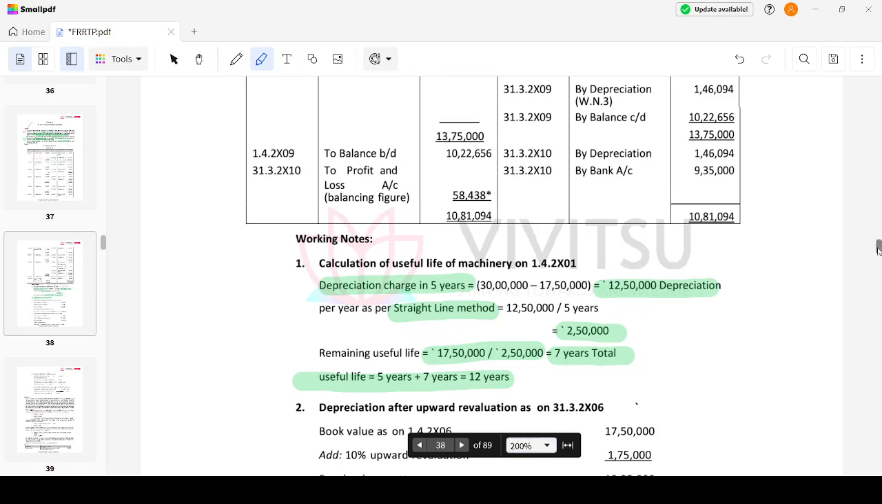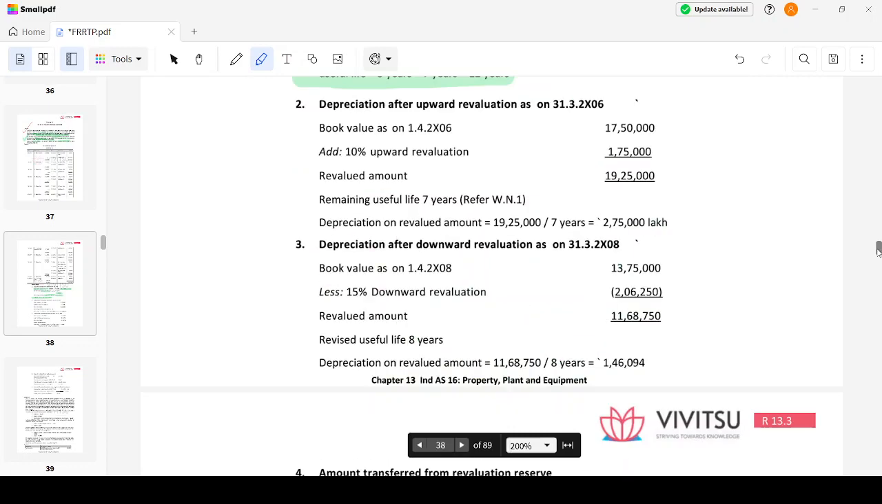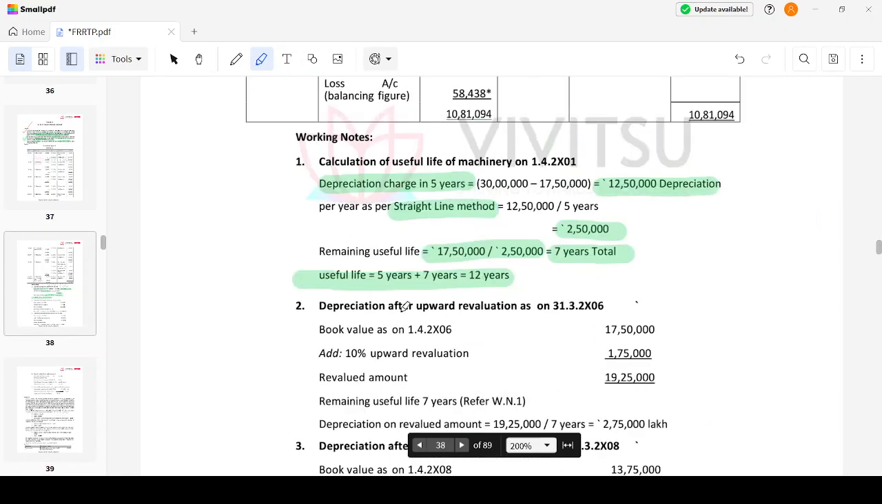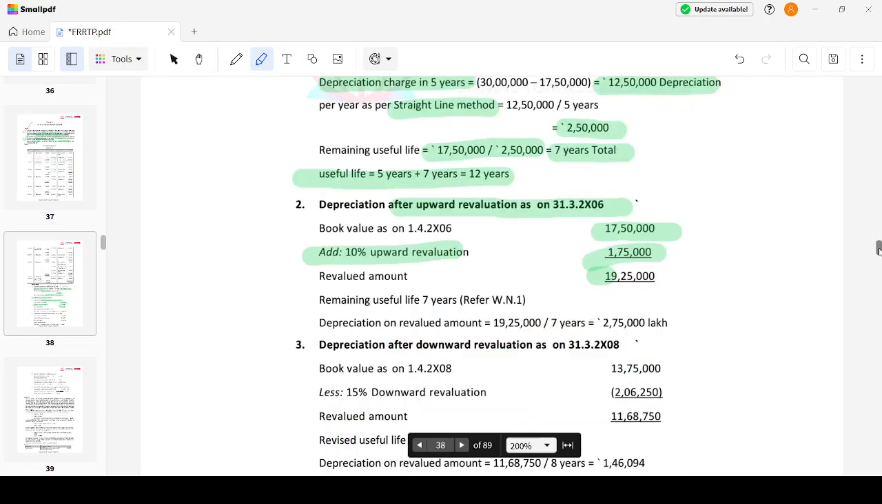Depreciation after upward revaluation as on 31/3/20x6. Book value as on 1/4/16 is 17 lakh 50,000. With a 10% upward revaluation, 10% applied on this is 1 lakh 75,000. So revalued amount will be 19 lakh 25,000. Now we have to divide it by 7 years. So revised depreciation would be 2,75,000.